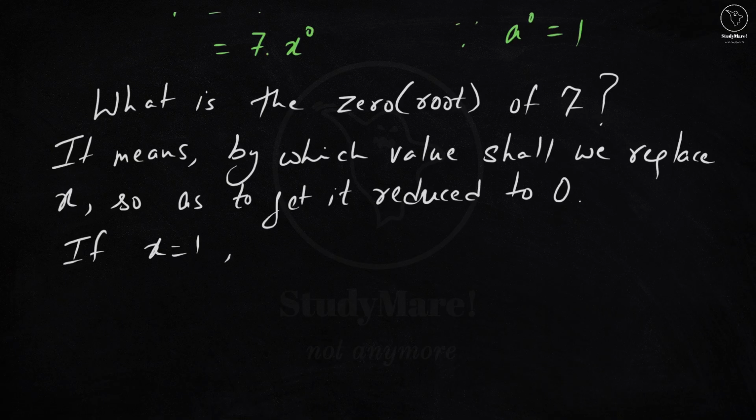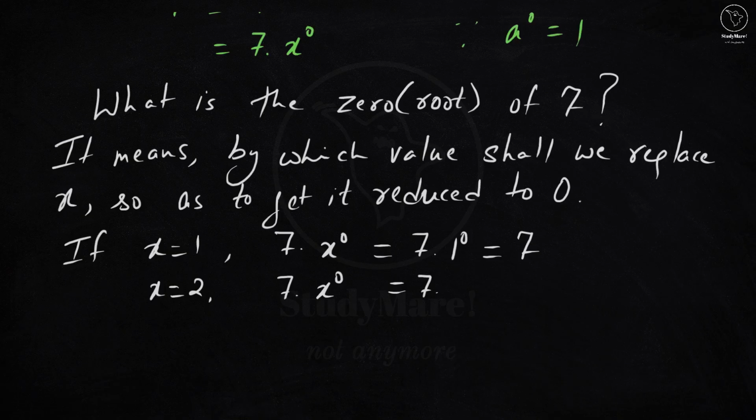Let us try to understand it in a better way. If x is equal to 1, 7 can be written as 7x to the power 0, which is equal to 7 into 1 to the power 0, which equates to 7. Next, if we take x is equal to 2, then 7 into x to the power 0 can be written as 7 into 2 to the power 0, which again equates to 7. Next, if we take x is equal to 3, then 7 into x to the power 0 can be written as 7 into 3 to the power 0, which is equal to 7.